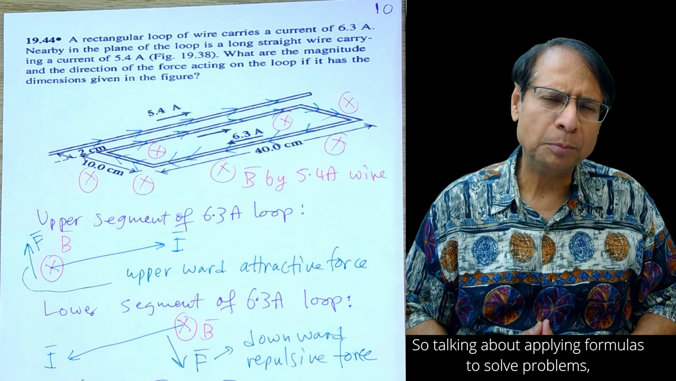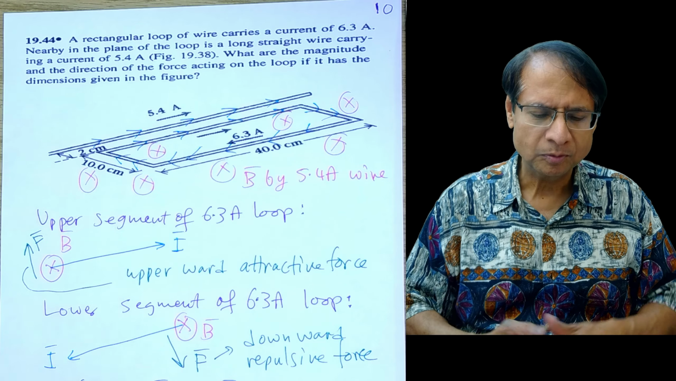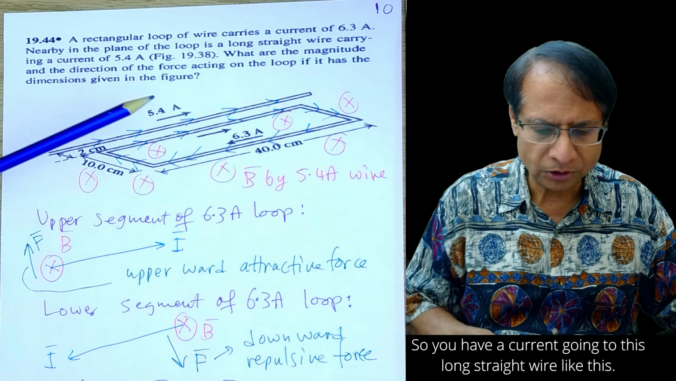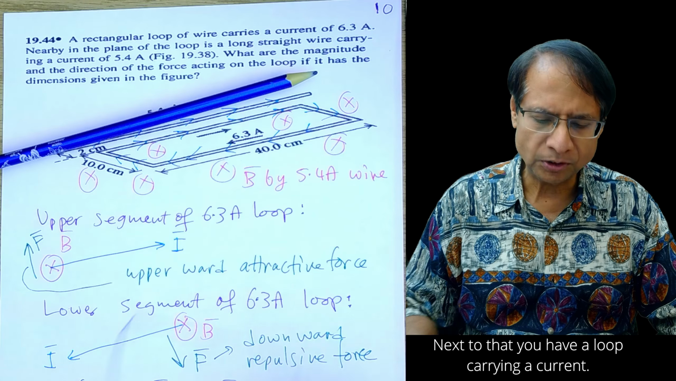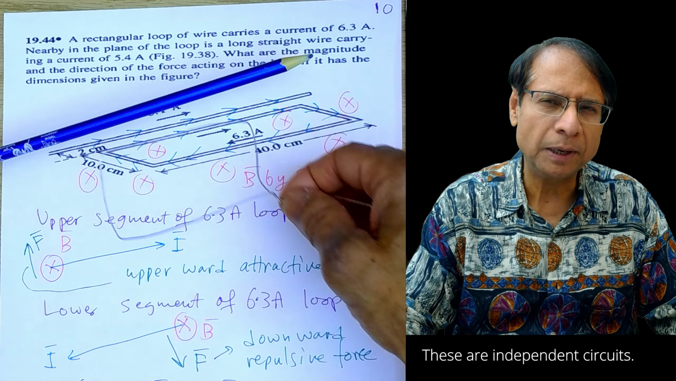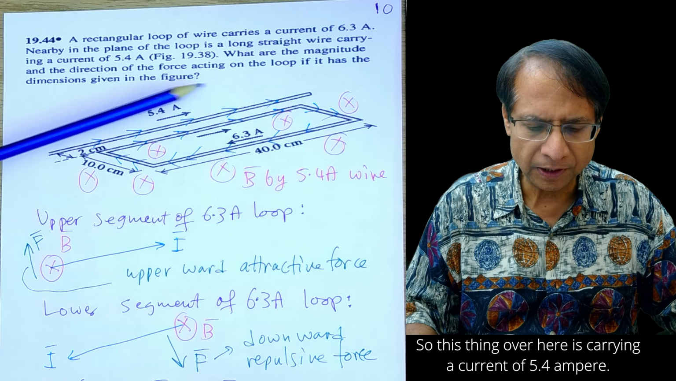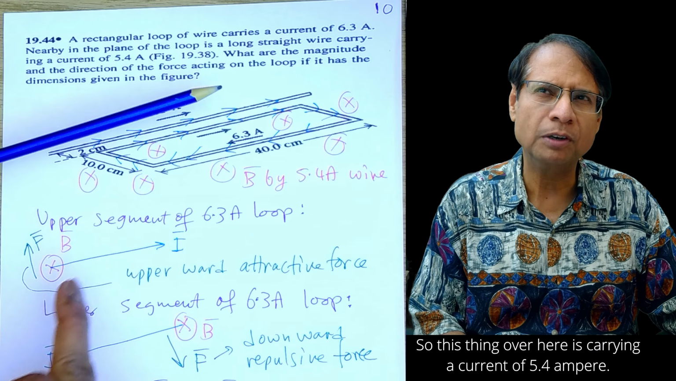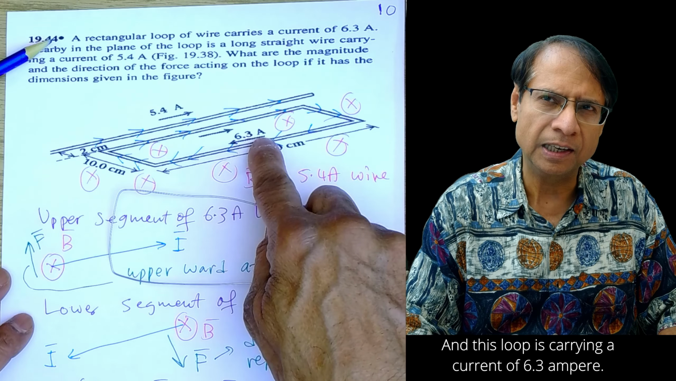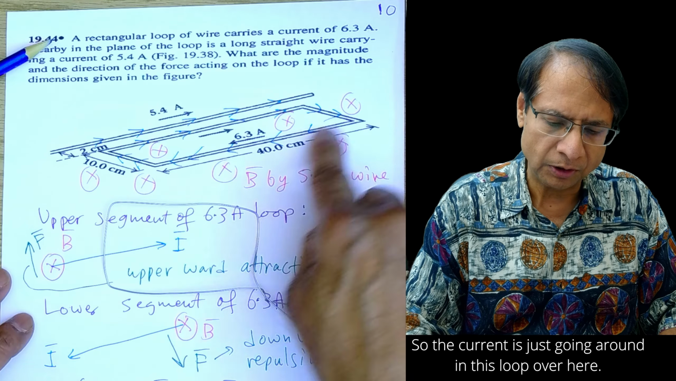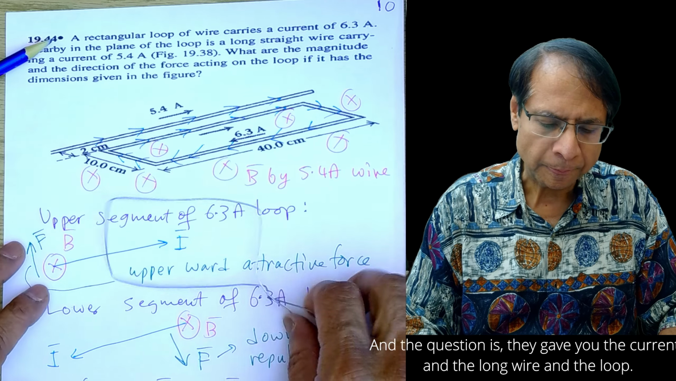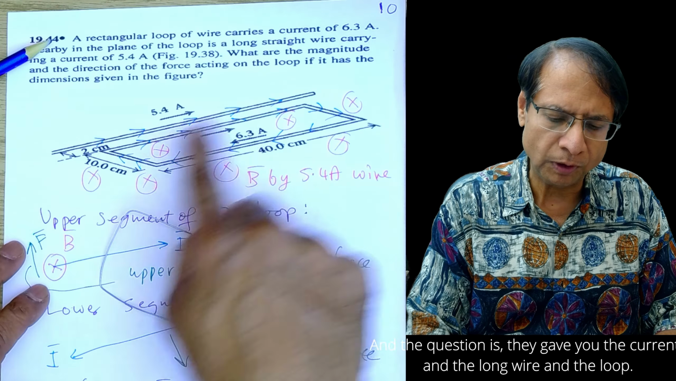So, talking about applying formulas to solve problems, here's an example. You have a current going through this long straight wire like this. Next to that, you have a loop carrying a current. These are independent circuits. So this wire is carrying a current of 5.4 ampere, and this loop is carrying a current of 6.3 ampere. The current is just going around in this rectangular loop.